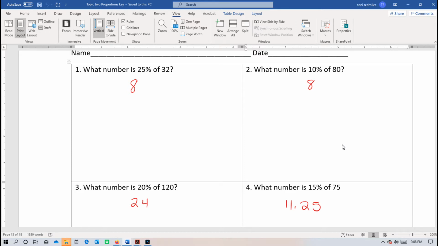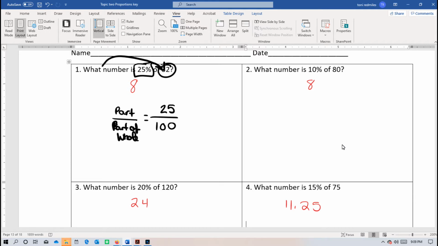All right, so the first thing I need to do is identify my percent. Okay, I know that that can be a ratio. 25% written as a ratio is 25 over 100. Now my other one is going to be my part of my whole, right? So part of whole. Okay, so let's read it. What number is 25% of 32? This number is of this number. So this number must be my part of whole, okay?